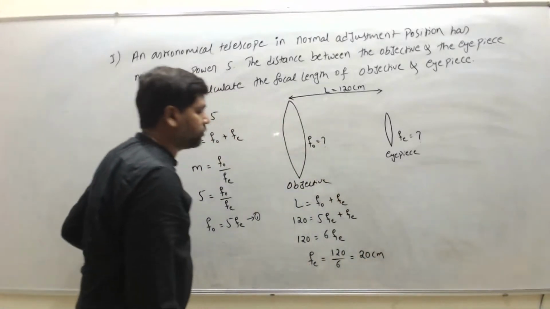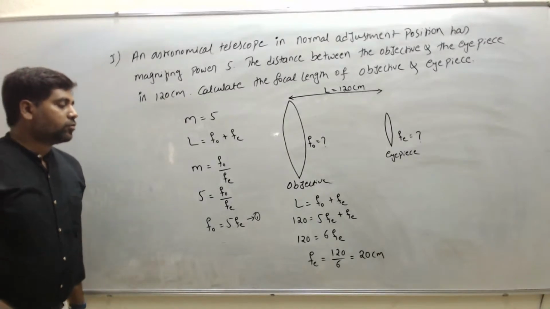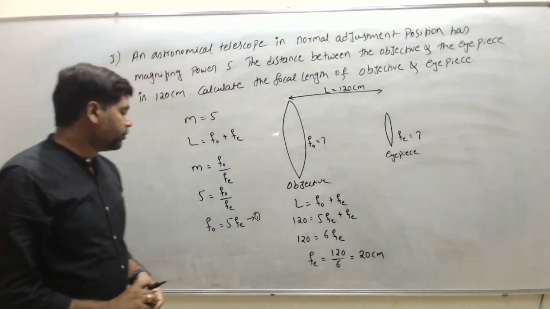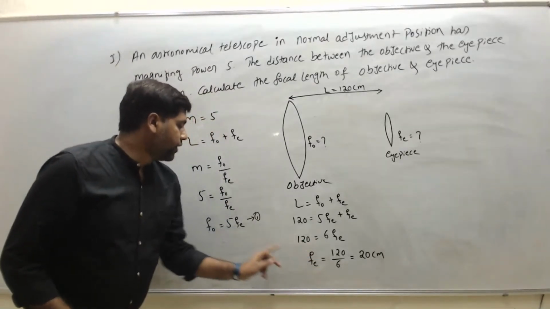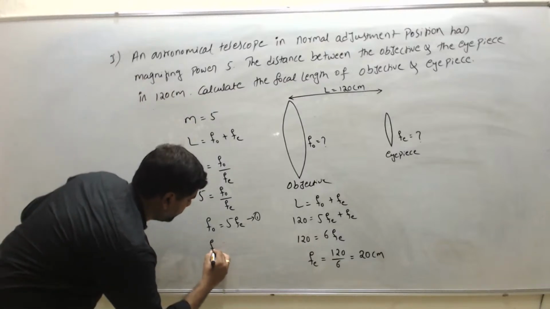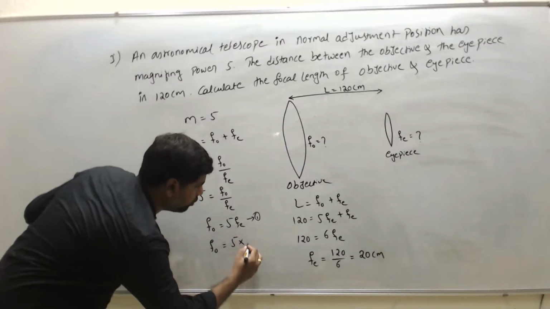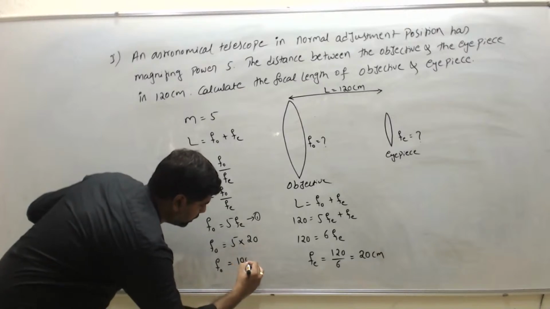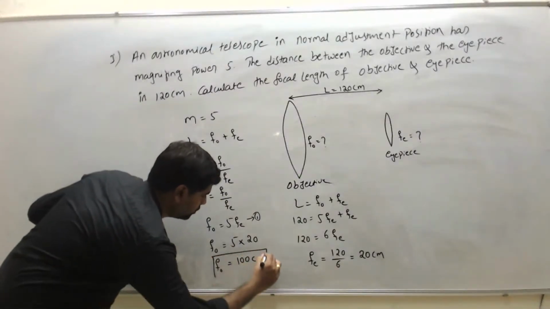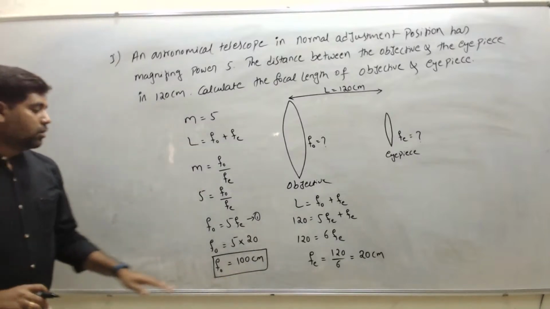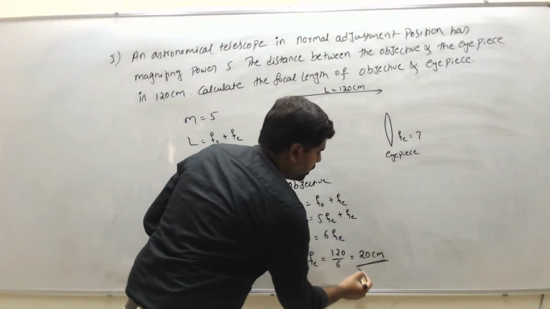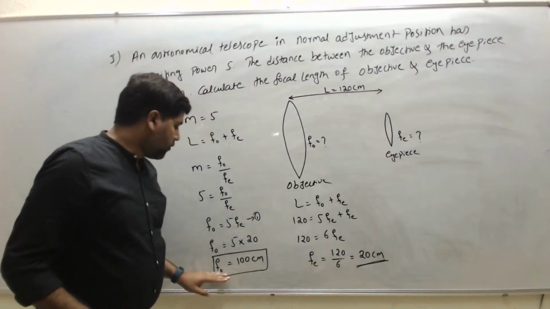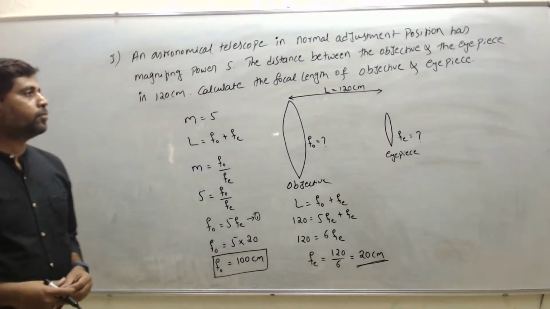6 twos are 12, 6 twenties are 120. So FE is equal to 20 centimeter. That is the focal length of the eyepiece. Now substitute the value of FE into equation 1. We get the focal length of the objective. 5 into the value of FE, which is 20, then FO is 5 twos are 10, that is 100 centimeter. So this is the focal length of the objective and this one is the focal length of the eyepiece. So observe here, FO is always greater than FE.